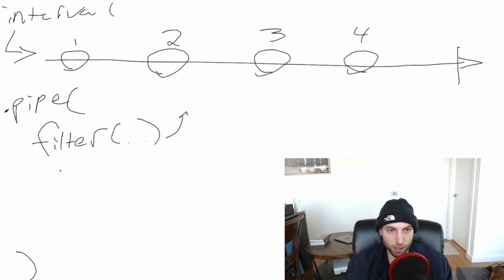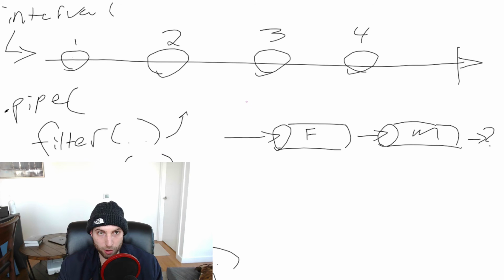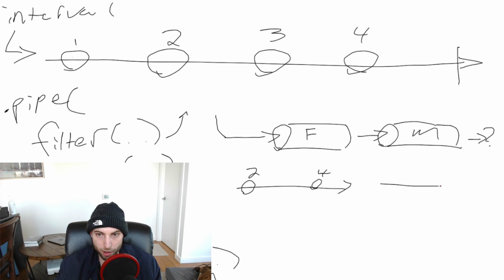So if we had map after this, in this case, this filter takes this stream in as an input, and then it returns a new stream that only has, in this case, 2 and 4. And then our map takes in this source stream and returns a new output stream where the numbers are doubled, so it's like 4, 8.